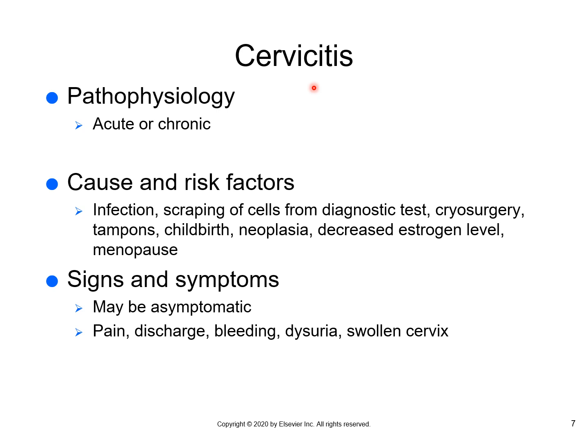So signs and symptoms may be asymptomatic. However, it may cause pain, visible vaginal discharge, bleeding, or even dysuria and a swollen cervix. Okay, most of the time, those that are asymptomatic, we are going to see when we do diagnostic testing, like your pap smear, your pap tests.